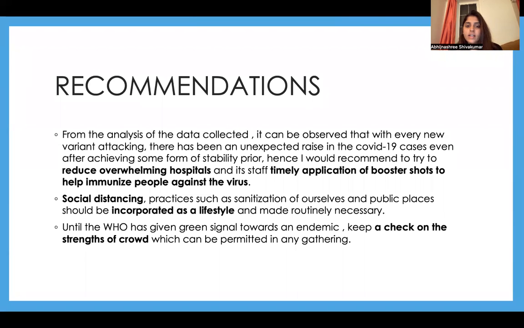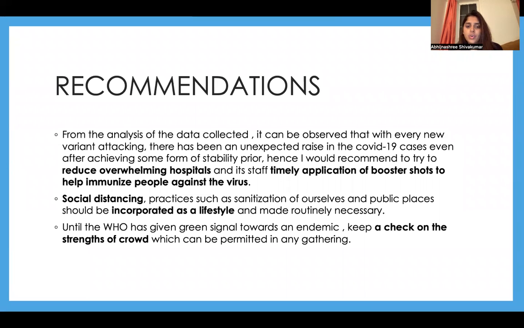Although we can see that masks now have not been mandatory and people can choose to wear them or not, social distancing and practices such as sanitizing places such as workplaces, public places, and ourselves, for that matter, should be incorporated as a lifestyle change, and it should be routine, so that we take this virus very seriously and we do not increase the spread of this.